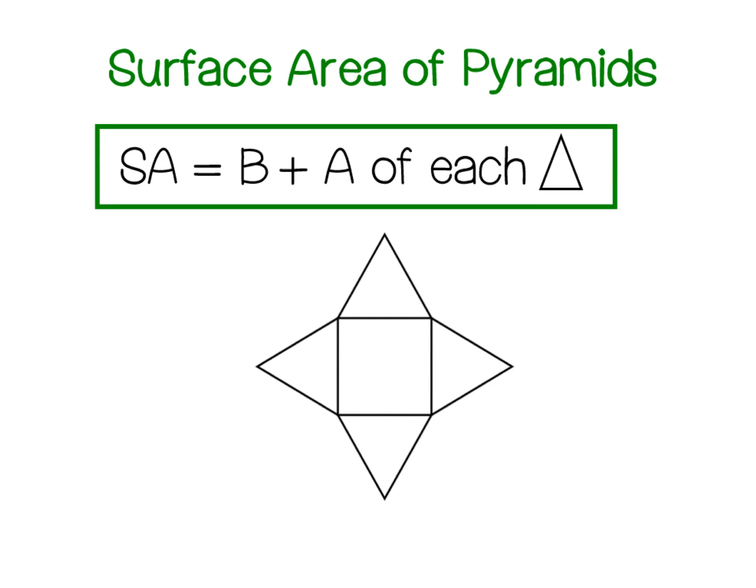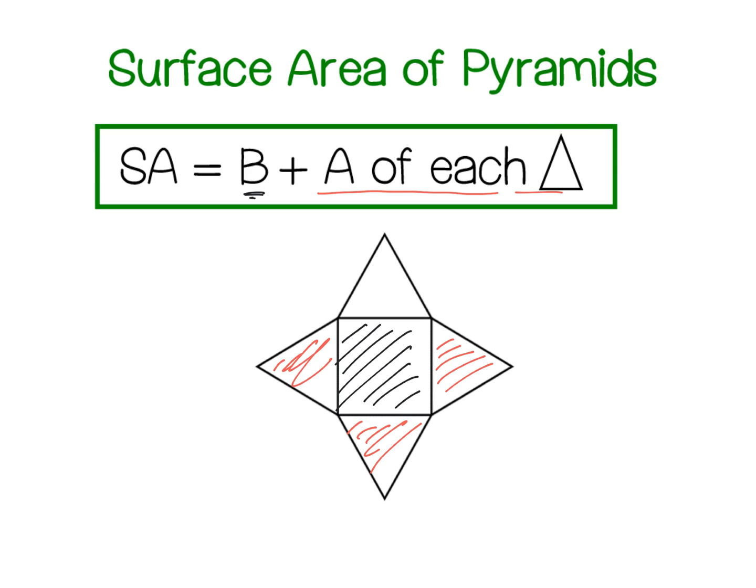All right, our next shape is a pyramid. Remember, a pyramid has a base that is a polygon, and then the faces are all triangles. So if I can find the area of my base, then I just need to find the area of each of my different triangles. Sometimes these are all the same if it's a square base, but if it's a rectangular base, they're going to be different. So you just have to be careful there.